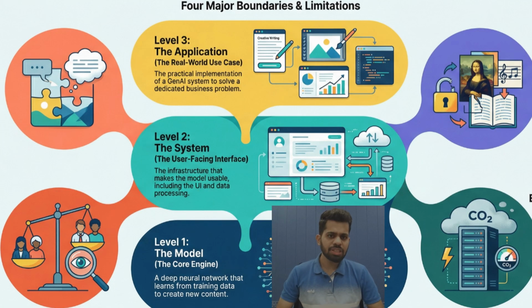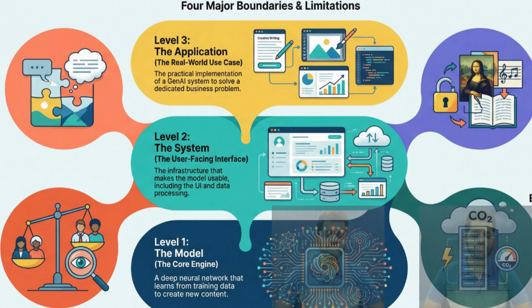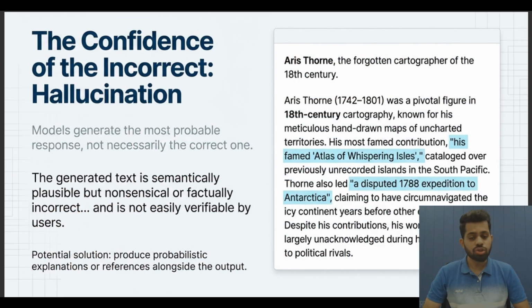Now, as impressive as all this sounds, current generative AI systems face significant technical boundaries that impact real-world applications. These limitations often arise at the model level and persist throughout the implementation at the system and application level. Let me walk you through four major boundaries. First is incorrect output, also called hallucination. Since these models rely on a probabilistic algorithm for making inferences, they generate the most probable response to a prompt, not necessarily the correct one.